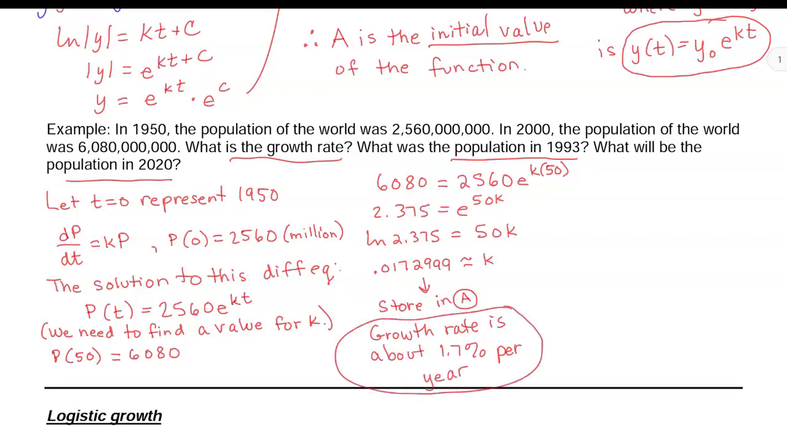Next, we want to look at what the population would be in 1993. So let's get the model for our equation. We have a value for k. It is stored in A. So you could do this. You could write P of t equals 2,560 e to the At.